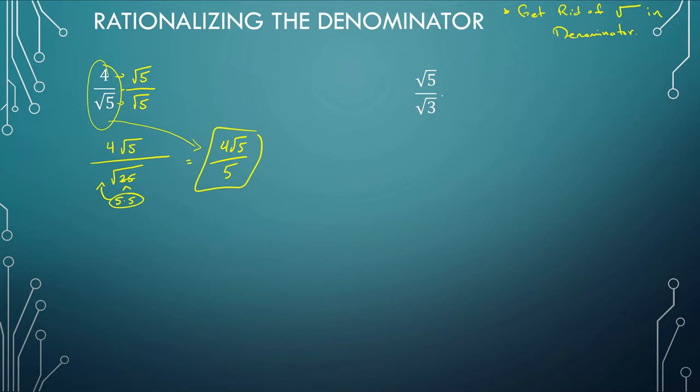So here's my second problem. If I want to rationalize the denominator, which means I want to get rid of the square root at the bottom, I multiply the top and the bottom by the square root that I have, or the square root that I'm trying to cancel, right? So once again, we multiply straight across. So on the top, I have 5 times 3, which gives me the square root of 15.